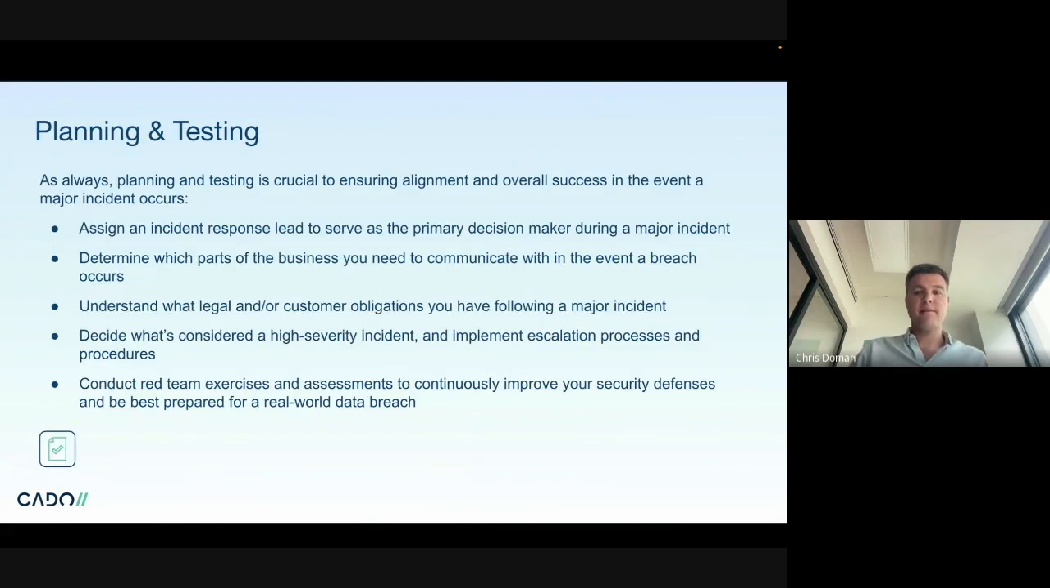Planning and testing is something you need to do with your team. Determine which parts of your business you need to communicate with, or the standard things you need to do in general incident response anyway.